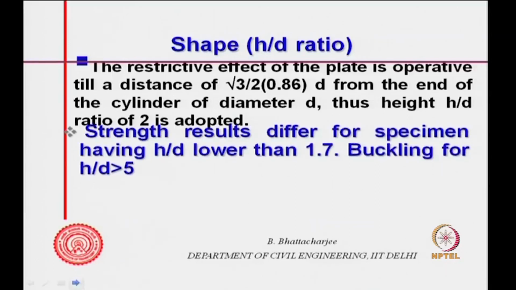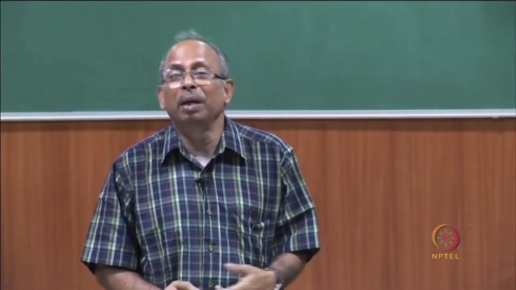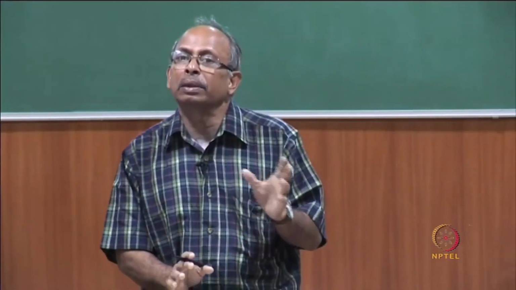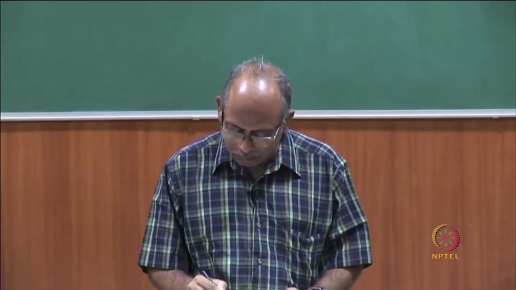Strength result differs for specimen having h by d lower than 1.7. When we ask a question, sometimes it is lower, but why is it lower? Some people say buckling. Well, buckling occurs when h by d is greater than 5. So, it is simply because of platen effect that cylinder strength is lower than cube strength, right. Cylinder strength is lower than cube strength.